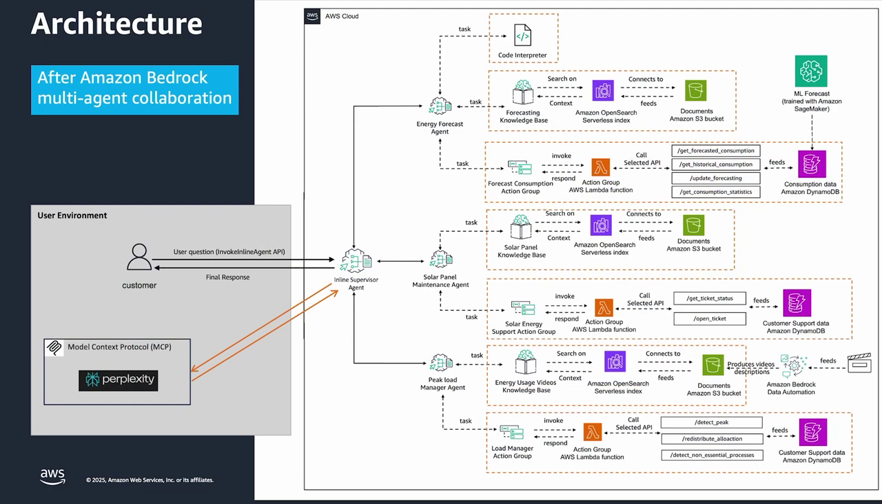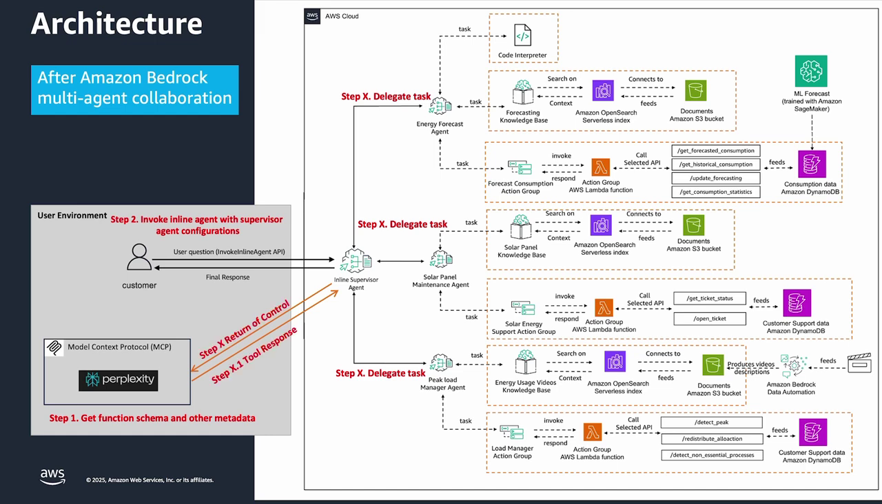After multi-agent collaboration, you have a workflow that looks like this. The supervisor agent has the ability to invoke sub-agents and Perplexity MCP server. As the first step, we get function schema and other metadata from the MCP server. This information is provided to the supervisor agent along with other required configurations like sub-agent metadata, supervisor agent instructions, and foundational model ID. The supervisor agent at this stage can delegate tasks to sub-agents or return control back to the user environment to invoke MCP servers. Finally, let's see all this in action.